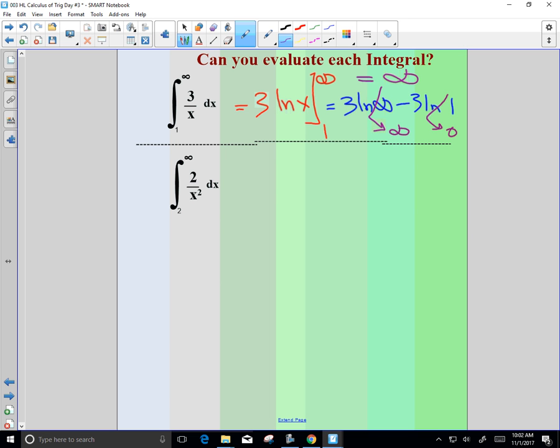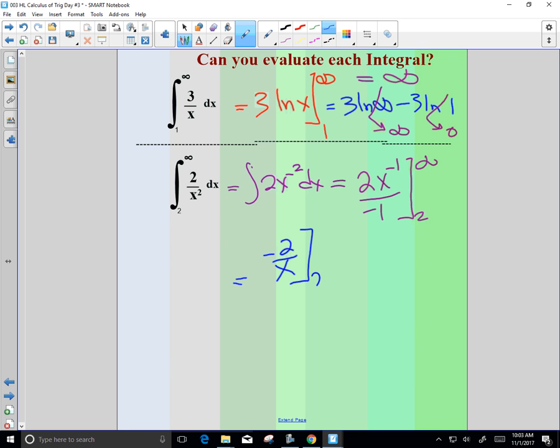But look at this one here. We're going to rewrite this as 2x to the negative 2. Now, what's that antiderivative? 2x to the negative 1 over negative 1, going from 2 to infinity. So then, we're going to rewrite this, if you don't mind, as negative 2 over x, going from 2 to infinity. So far, so good? Is that okay?